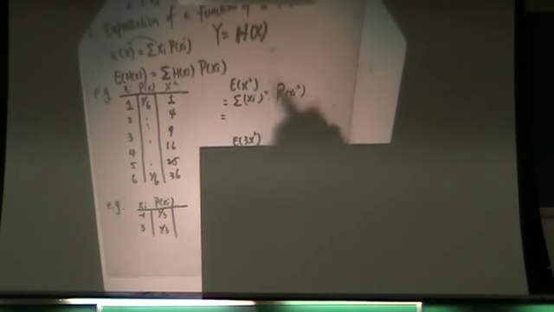So we do the same thing as before. We take the summation of xi squared times the probability of xi squared here. In this case, we have 6 values. The first one is 1 times 1/6, plus 4 times 1/6, down to 36 times 1/6.